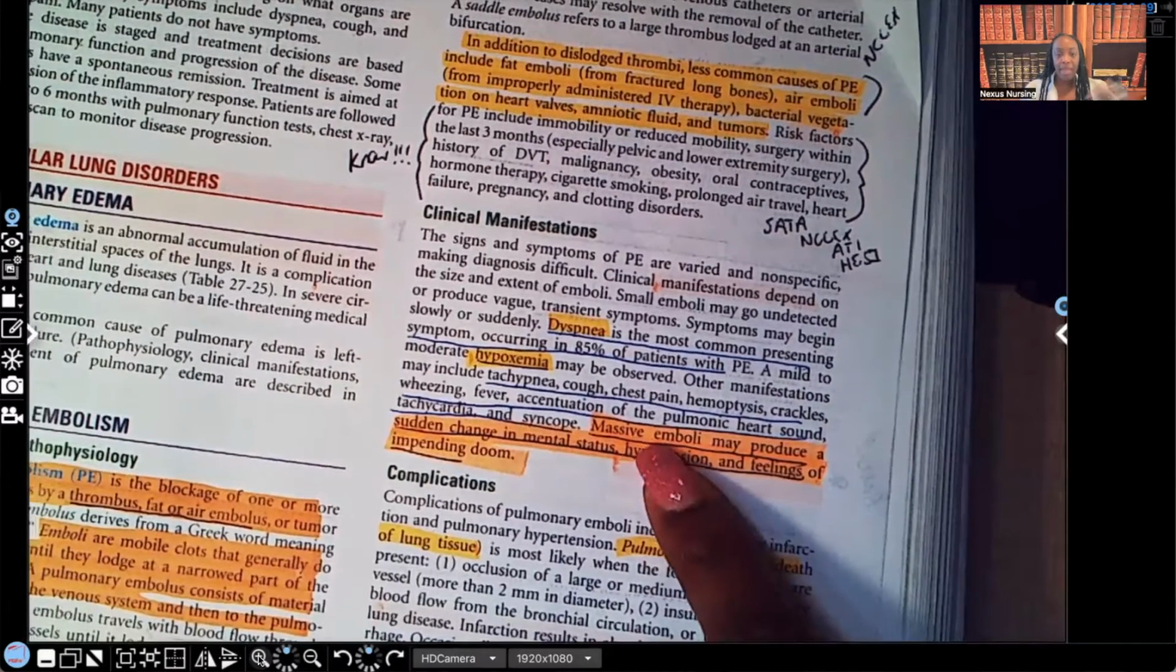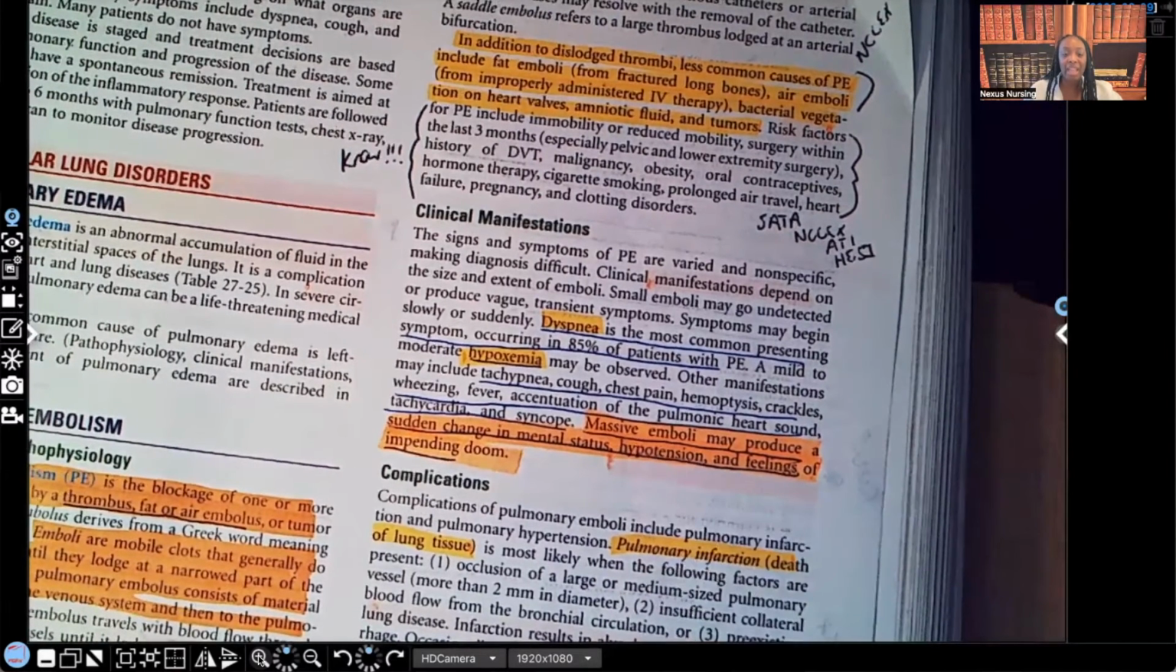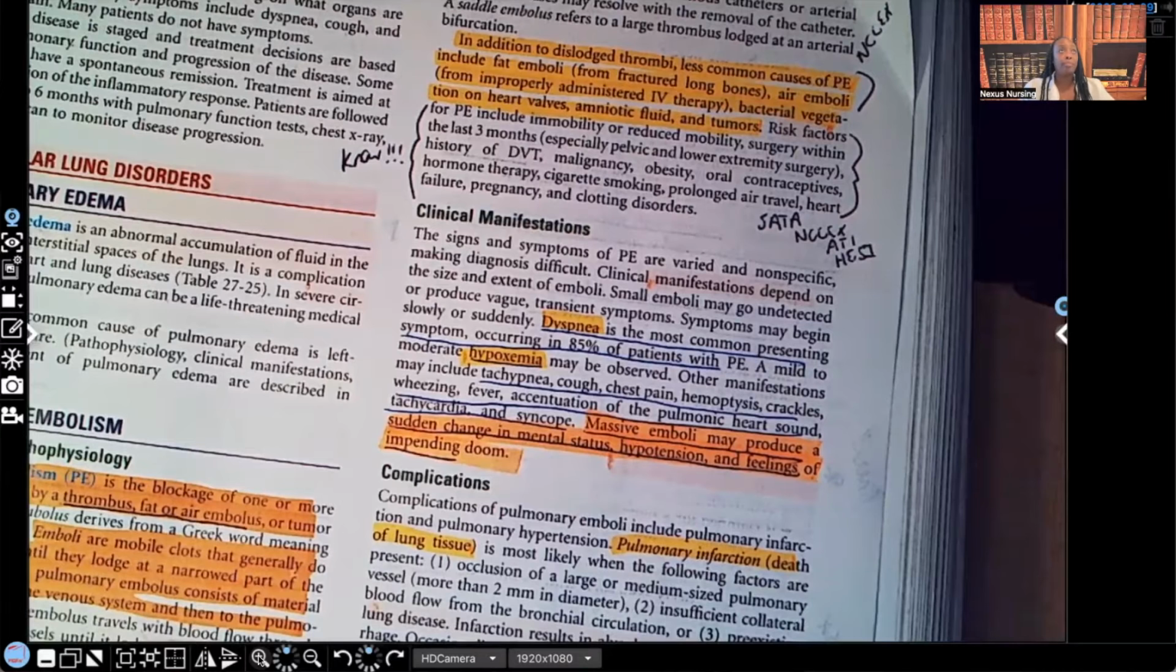Massive emboli may produce a sudden change in mental status. Let's stop right there. I tell you guys all the time, whenever you are reading a case study or a patient situation, the patient was awake, alert, oriented. Now, all of a sudden, they're confused, irritated, agitated, lethargic, there is a change in the level of consciousness, there is a decrease in cognition. Stop. Something is seriously wrong.